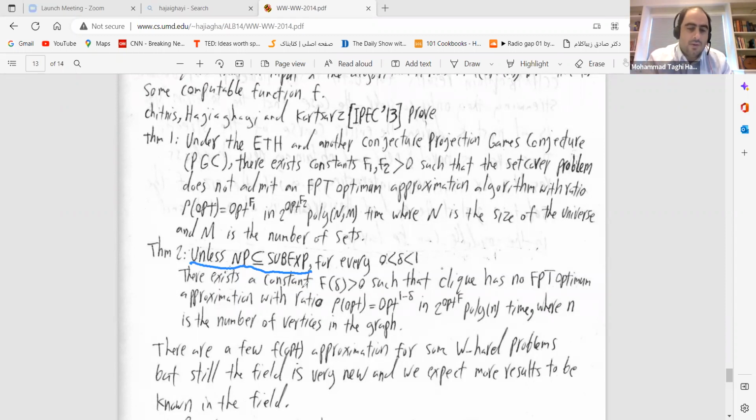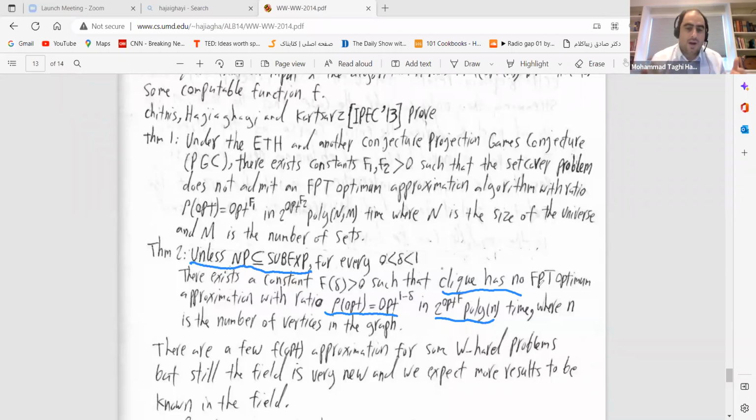So what do we have for the K-clique problem? There is no FPT approximation algorithm such that its ratio is opt to the 1 minus delta, and running time is 2 to the opt to the f times polynomial in it. What's the meaning of that?